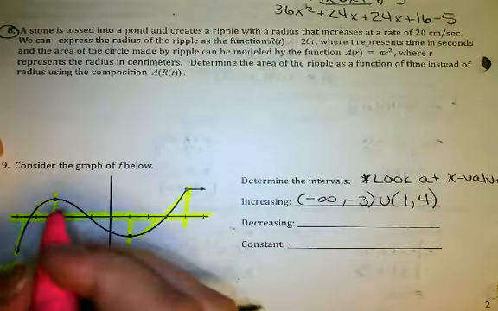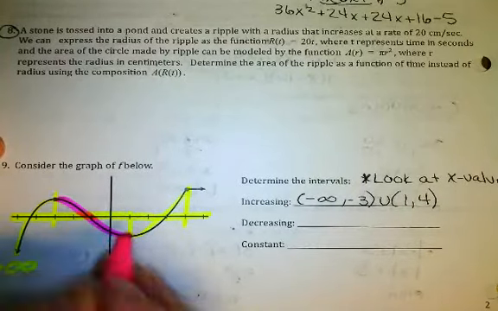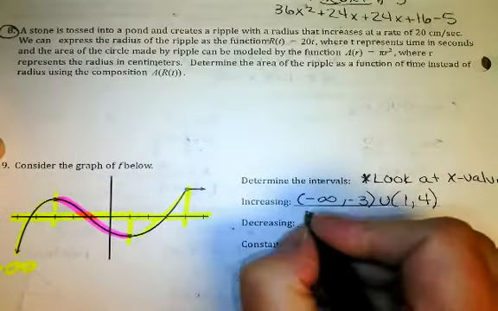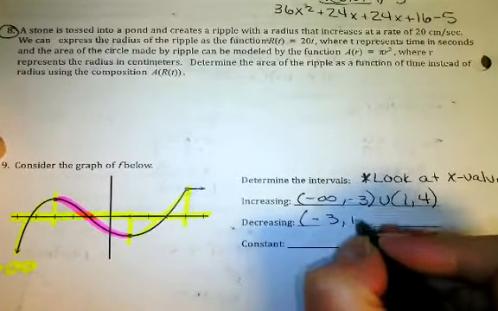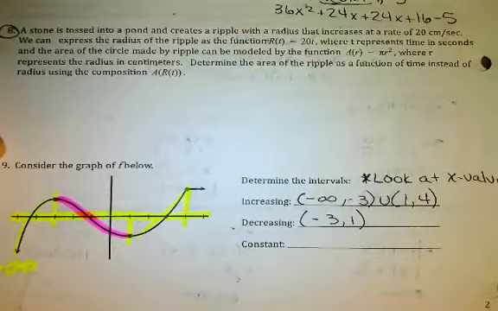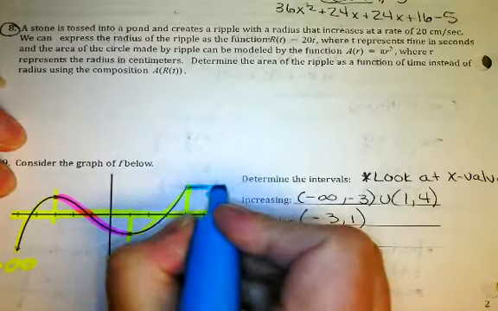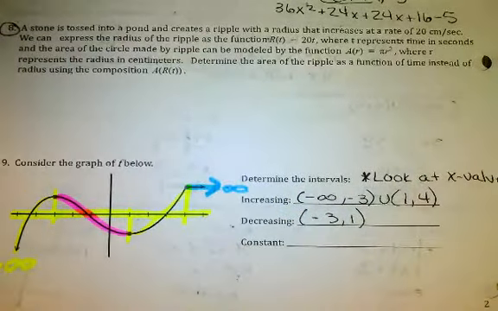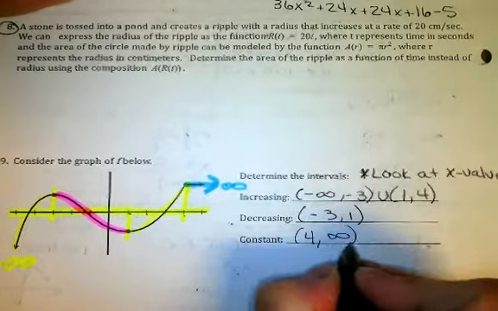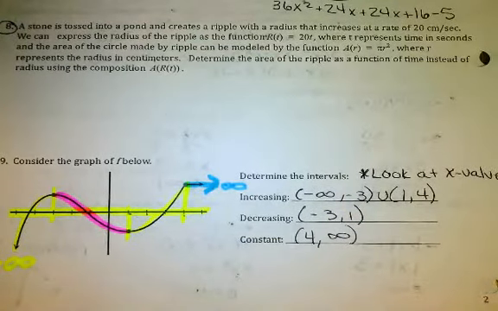All right, now, as far as decreasing goes, it's decreasing right here. So that's from -3 all the way to 1. And that's the only place I see it decreasing. And then I do see a constant. The constant's right here, and that's heading towards infinity. So the constant there is going to be at 4 all the way to infinity.